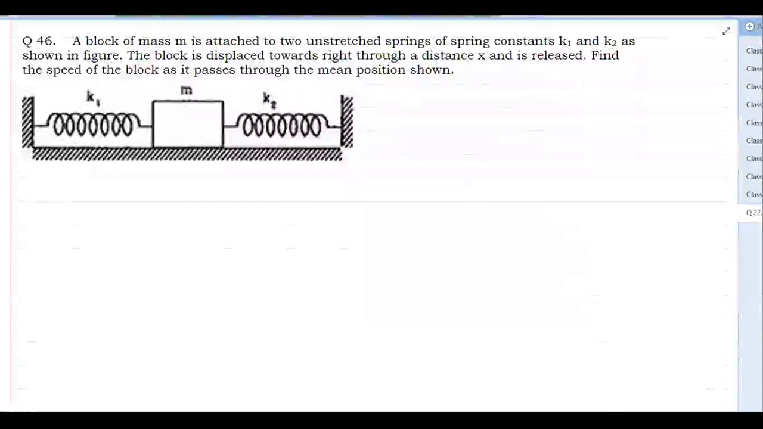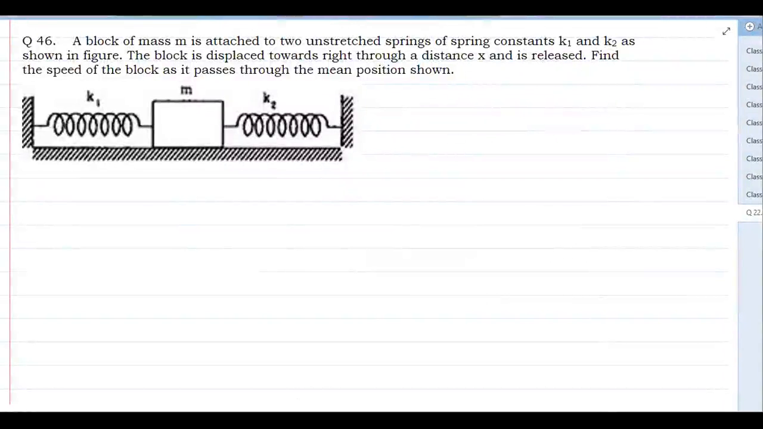A block of mass m is attached to two unstressed springs of spring constant K1 and K2 as shown in the figure. The block is displaced towards the right through a distance x and released. Find the speed of the block as it passes through the mean position.